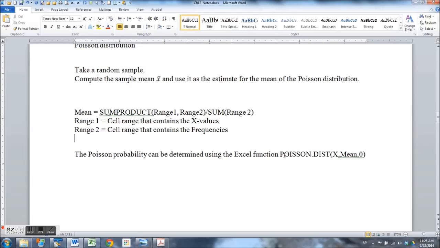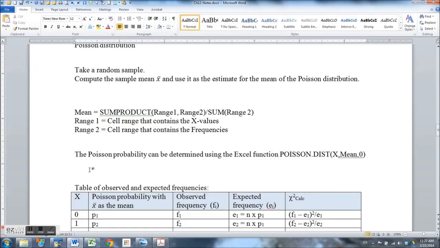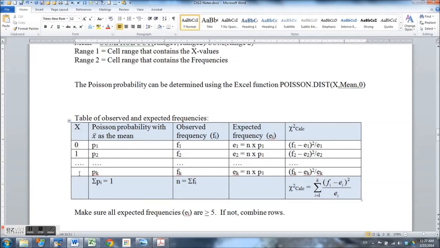And in Excel we can use POISSON.DIST with the x value, comma, the mean, and then 0 here indicates that it's not the cumulative probability; we want the individual probability. Now we can set x equal to 0, 1, 2, 3, and so on, and we will have the probability distribution. So it will be something like this. So 0, 1, going all the way, and these probabilities come from the POISSON.DIST function. Okay, and then here are the observed frequencies that are given.